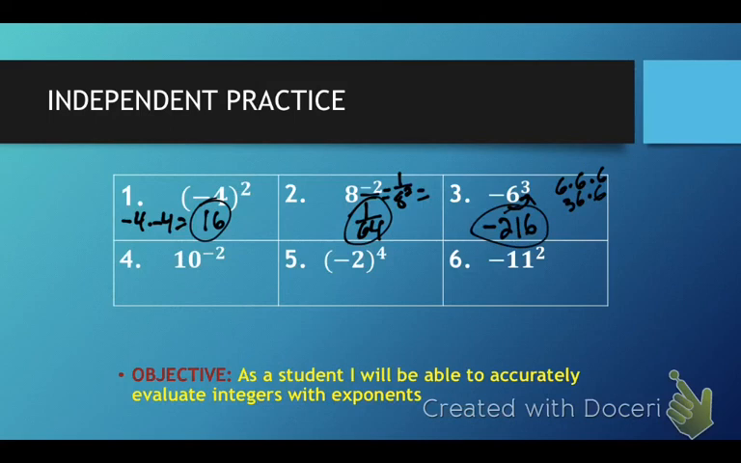Next one, 10 to the negative 2 power. Remember, negative 2, that means it's going to be the reciprocal, which is 1 over 10 squared, which is the same thing as 1 over 100. 10 times 10 is 100.